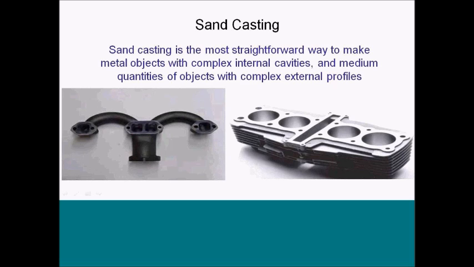Sand casting is the most straightforward way to make metal objects with complex internal cavities in high volumes and medium quantities of objects with complex external profiles. So if we look at this picture on the left here, this is actually an exhaust manifold cast out of iron that you would typically find on a lot of your production cars.